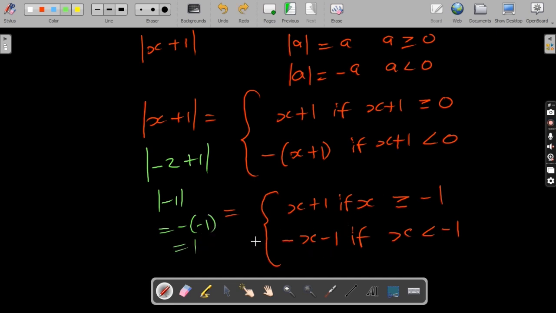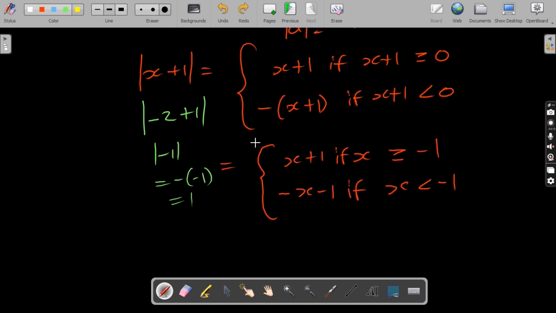So we've now catered for any value that we can substitute in place of x. And this is the description of what will happen for us to find the absolute value. So this is how you leave your answer. Your answer will be x plus 1 if x is greater or equal to minus 1, or minus x minus 1 if x is less than minus 1.